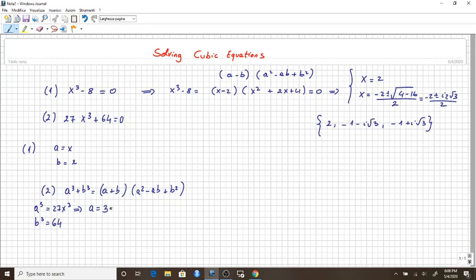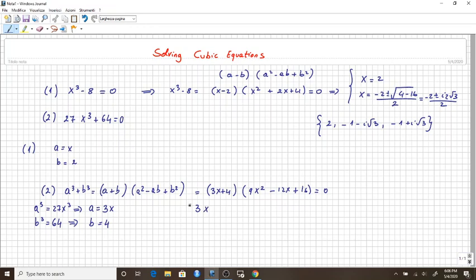And since I have x cubed, this is going to become x, so a is equal to 3x. And then for the b part, we have that this quantity is equal to 4. So let's plug it in. We get a plus b, which is 3x plus 4, times a squared, which now becomes 9x squared because it's 3x times 3x, minus ab, which is 12x, and then plus b squared, which is 16, equal to 0.